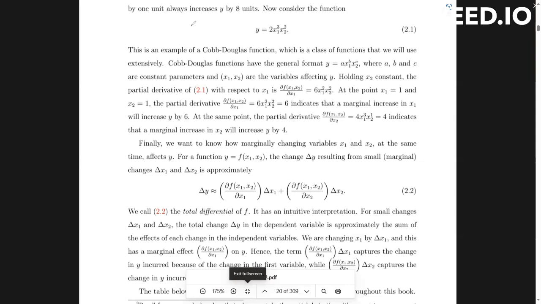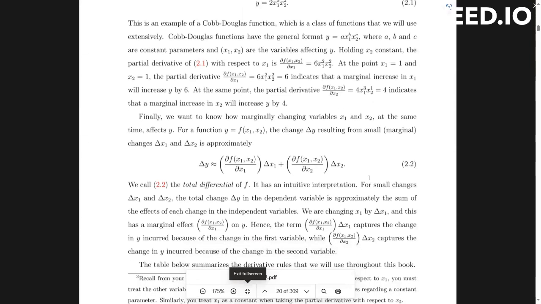Holding x2 constant, the partial derivative of 2.1. We just said all that. Let's skip down here. What do they say here?